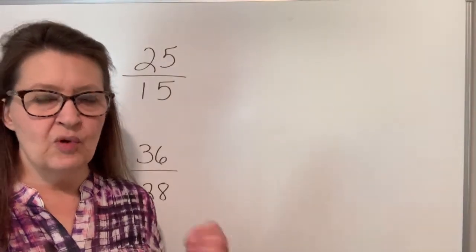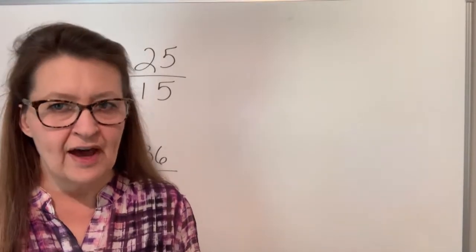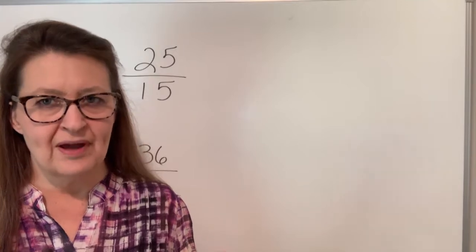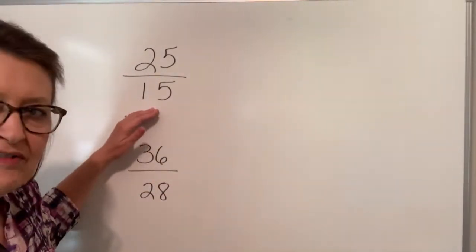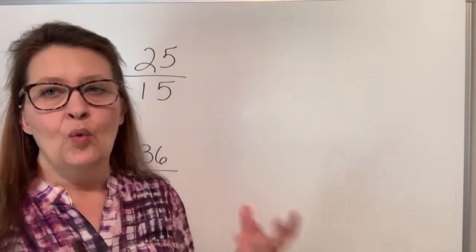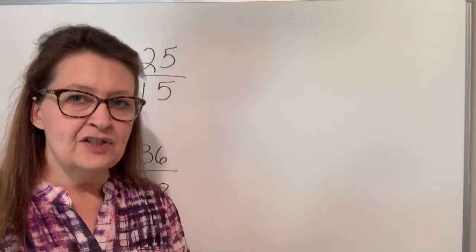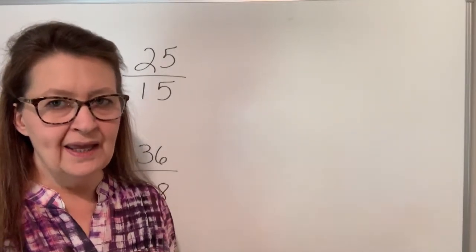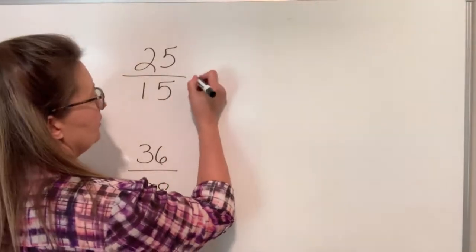Reducing fractions works exactly the same way, except instead of multiplying, you're going to divide both the numerator and the denominator by the same number. So here's a couple of examples. Let's take 25 over 15. What number will go into both of those numbers? 5, right? Now you see why your divisibility rules come in handy in this process. 5 will go into both of these.